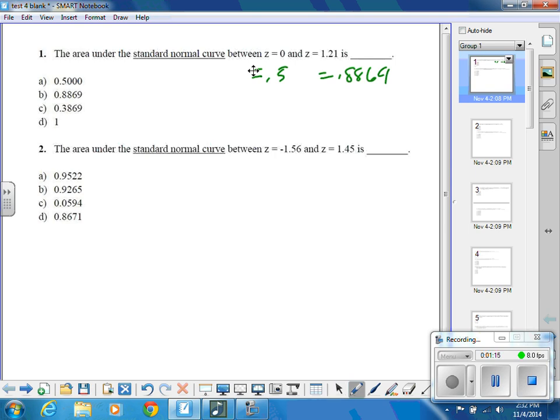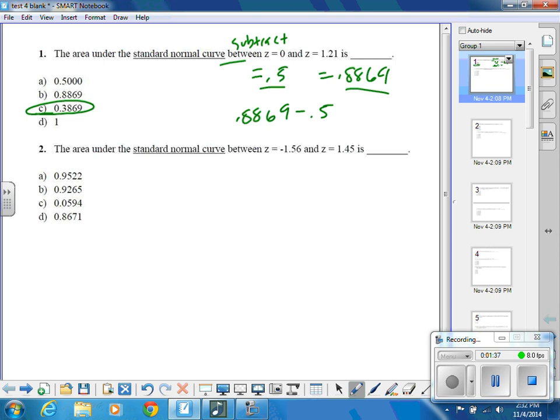To figure out between just means, hey, subtract, okay? And you got to be positive, so you always got to do the bigger minus the smaller. Whenever you do this, this ends up giving you C. At this point, you can go ahead and do this in the calculator. You have to subtract the areas. You can't do 1.21 minus 0, okay?